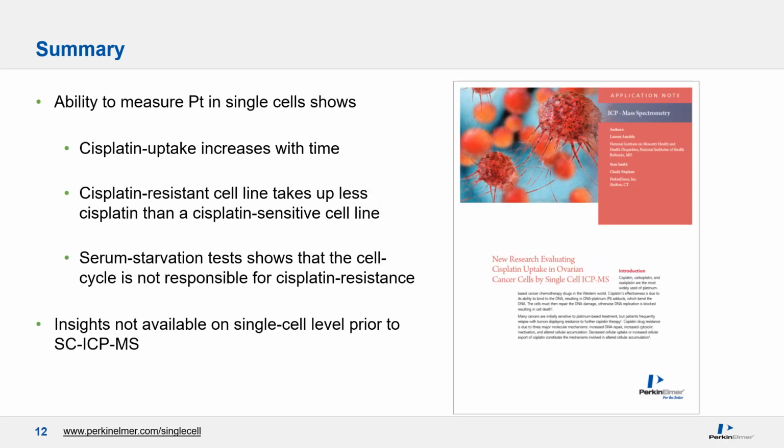Repetition of those experiments with cisplatin resistant cell lines was able to show that the resistant cell line takes up less cisplatin than the cisplatin sensitive cell line. And an additional test with serum starved cells was aiming to answer the question if the cell cycle which the cell is currently in is responsible for any of the cisplatin resistance observed. And those tests were showing that the cell cycle is not responsible for the observed cisplatin resistance effect.